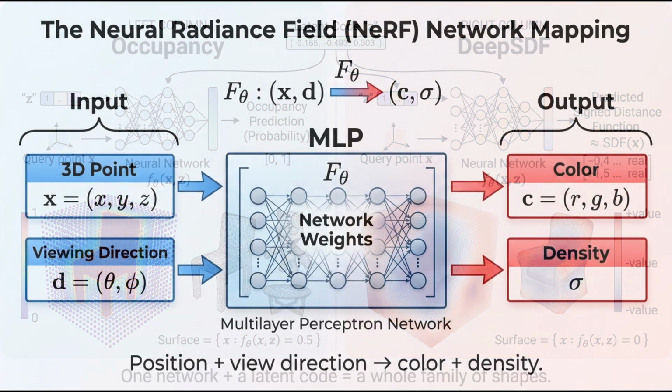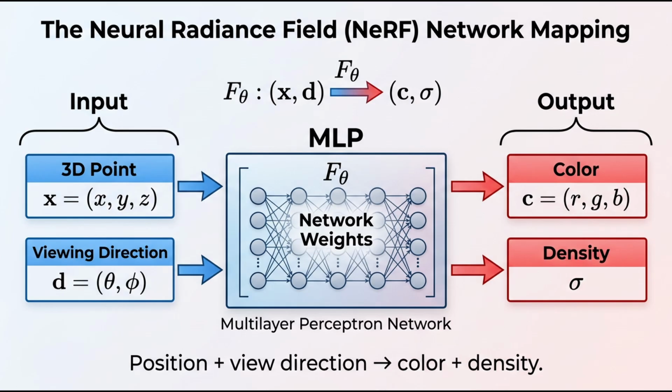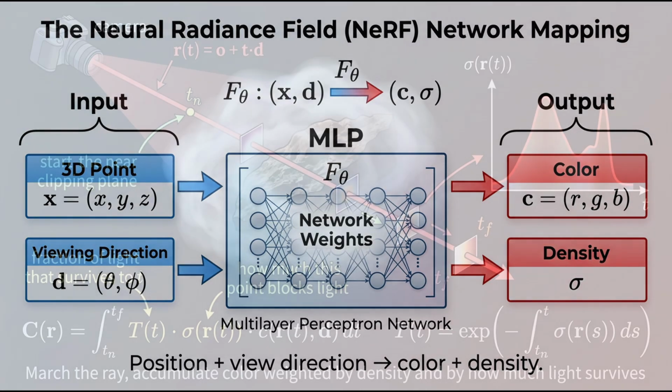But the representation that truly detonated this field is NeRF, neural radiance fields. NeRF asks a different question. Instead of, is this point solid, it asks, if I look at this point from this direction, what color do I see, and how much does this point block light? So the network maps a 3D position and a viewing direction to a color and a density. On its own, that sounds abstract. The genius is how you render it into an image using classical volume rendering.